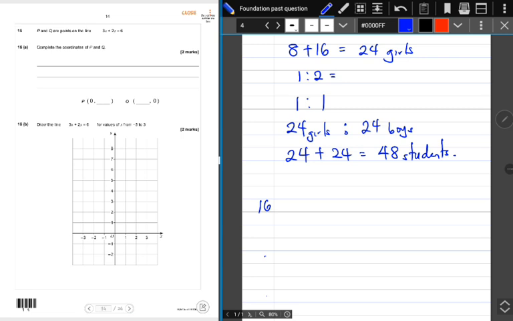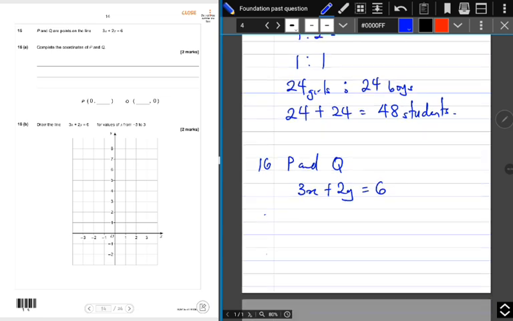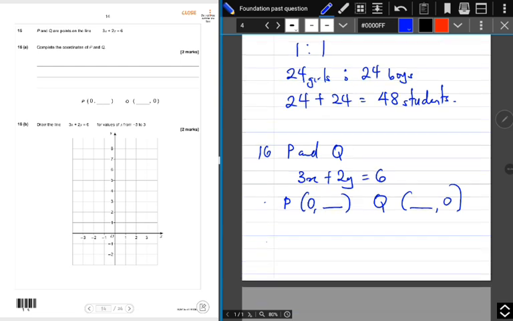P and Q are points on a line. We have 3x plus 2y equals 6. It says complete the coordinates of P and Q, when we have P (0, ?) and Q (?, 0). So this is what we have to do. Since we have that, now let's find the coordinates first.